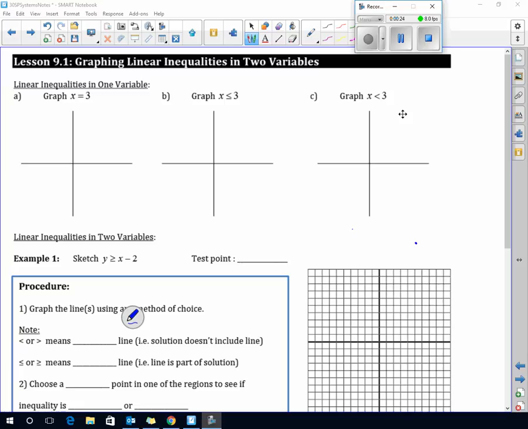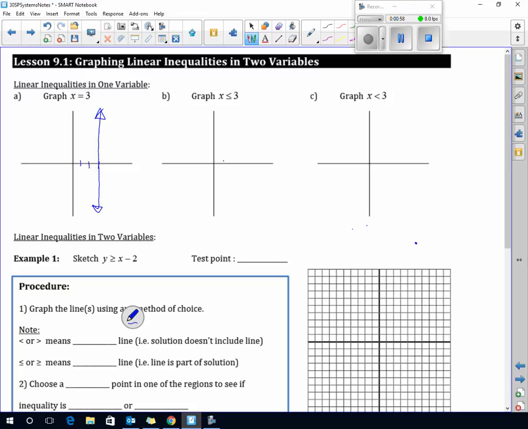So say we have 1, 2, 3. How would you graph x equals 3? Yeah, a straight line. Everybody knows that since grade 9, I think. Yes? Okay. How would you graph x is less than or equal to 3? How would that change? Okay, let's look ahead. How would it change if it was x is less than 3?